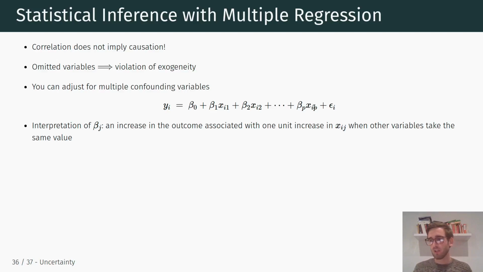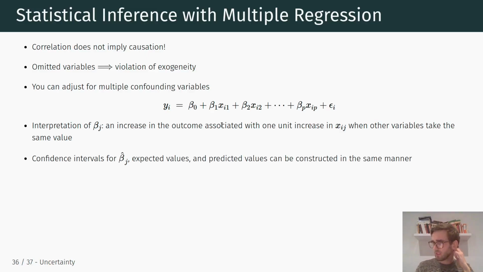So the interpretation of an individual beta j slope coefficient is still just one of association and not one of causation. An increase in the outcome associated with the coefficient beta j is still interpreted as an increase in the outcome associated with a 1 unit increase in xij when the other variables stay constant at their respective values. The key point here is that this is still a statement about a statistical association that is not necessarily causal.